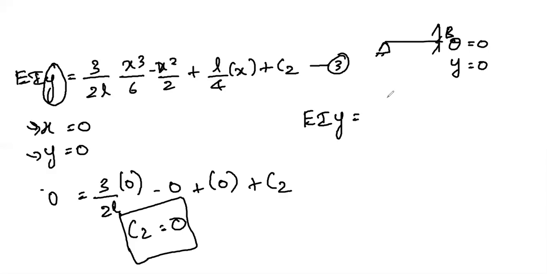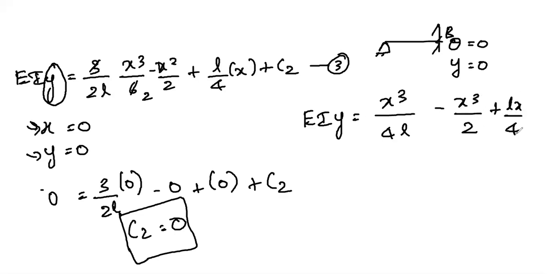So what happens? X cube divided by, you can cancel this 3 here. So it will become 4L minus x cube divided by 2 plus Lx by 4 plus 0. You don't want to write this, so you can just neglect it because this is 0. So this is your equation number 4.